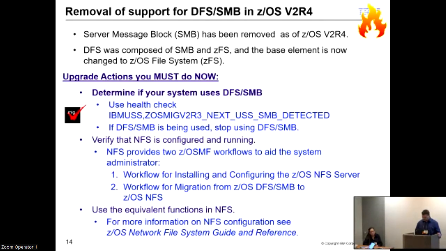Okay, another item removed in z/OS 2.4 is the removal of DFS SMB. DFS was composed of both SMB and zFS, but now it's just the z/OS file system, or zFS. We have a health check to help you determine if you're using SMB, and if you are, you want to stop using it. You also want to verify that you have NFS up and running. NFS does ship 2 workflows for you, one to configure NFS, and the second one to help you migrate from DFS SMB to NFS.